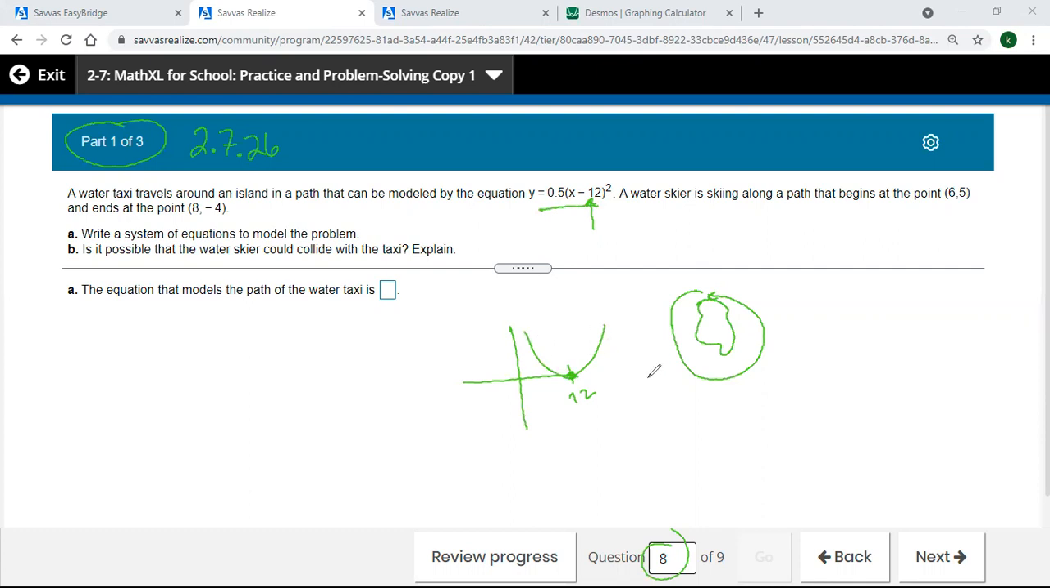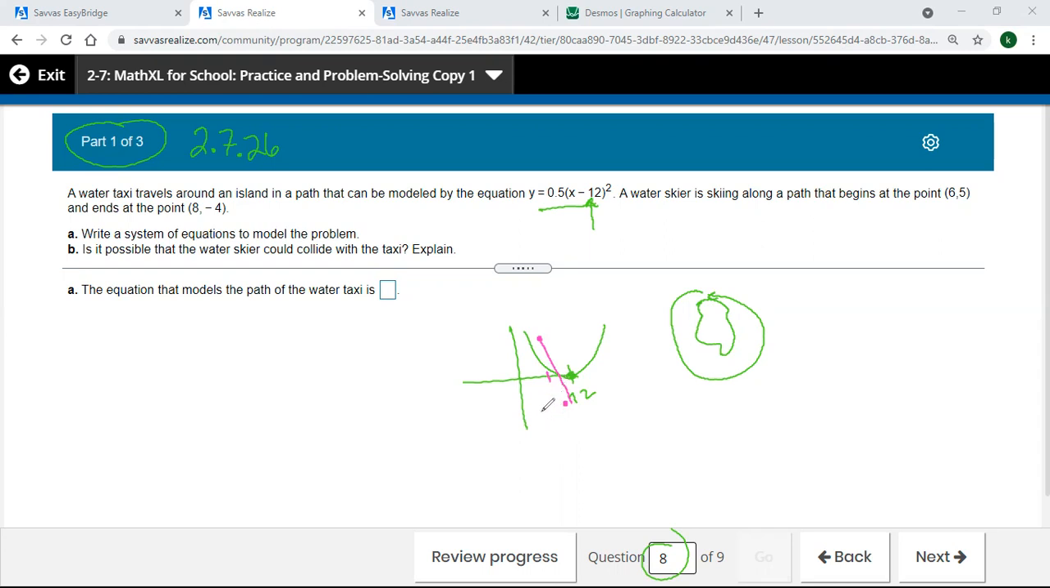A water skier is skiing along a path that begins at the point 6, 5. Let's grab a different color here. So 6, 5 is up in here somewhere. It ends at a point 8, -4, so down here somewhere. Write a system of equations to model the problem.